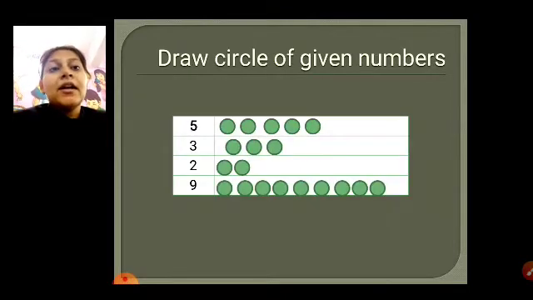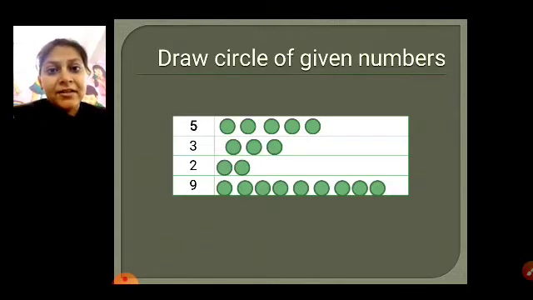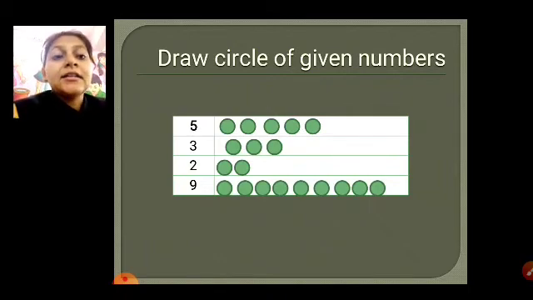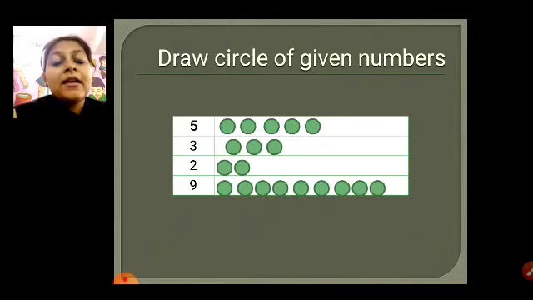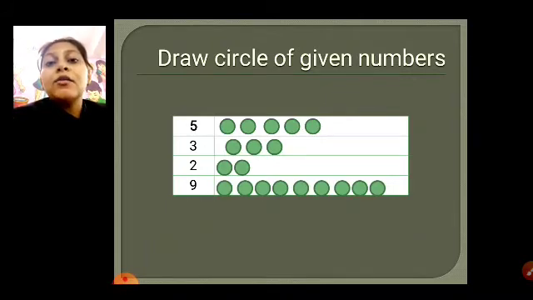Now also we learn about the numbers and we have to draw the circles. So see, here is the number 5. So here I draw 5 circles, right? Then after that the number 3, so there I draw 3 circles. After that the number 2. So if in your exam there is a question with the number 2, where are the 2 circles? You have to select the option of 2 circles, right?